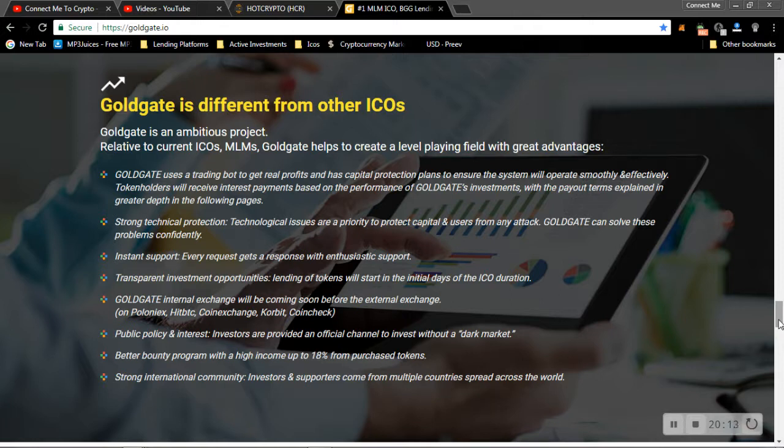Goldgate internal exchange will be coming soon before the external exchange, on Poloniex, HitBTC, Coin Exchange, Corbit, and CoinCheck. Public policy and interest. Investors are provided an official channel to invest without a dark market. Better bounty program with a high income up to 18% from purchased tokens. Strong international community. Investors and supporters come from multiple countries spread across the world.